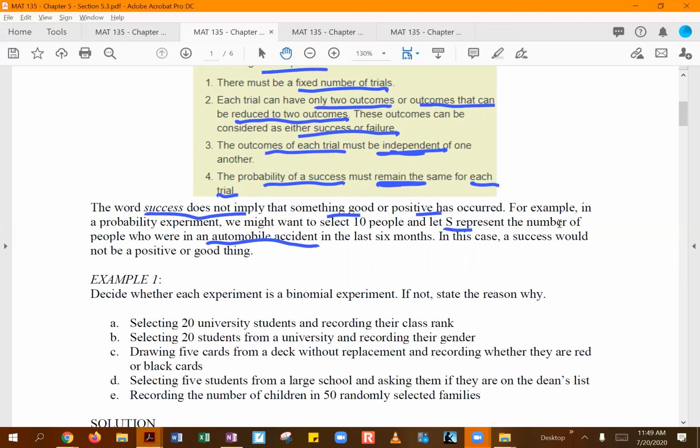We're classifying students based on what class they are in. So are they in a freshman class, sophomore class? That is what they mean by the class rank.